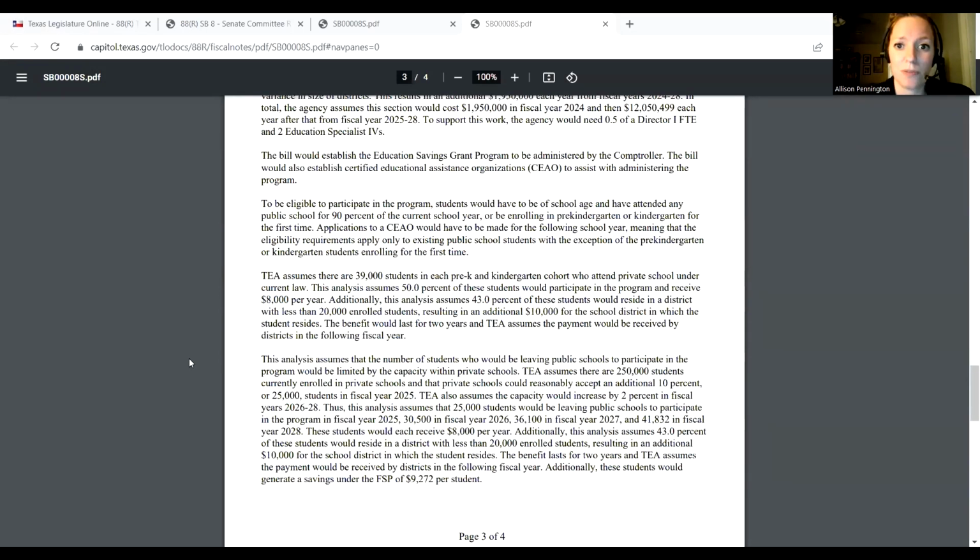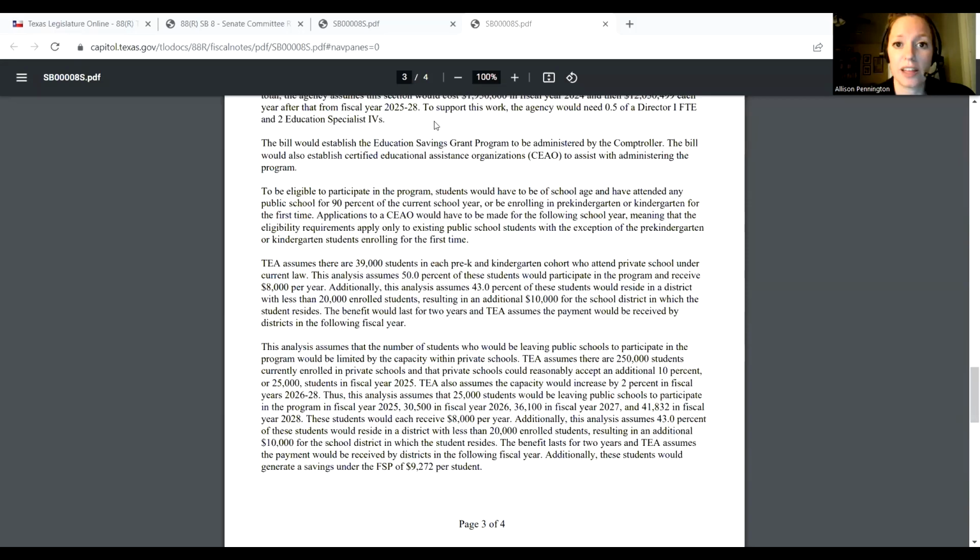Okay, as we move further down, now we're getting into the main cost of the program, which is actually providing grants to families in these education savings accounts. Okay.